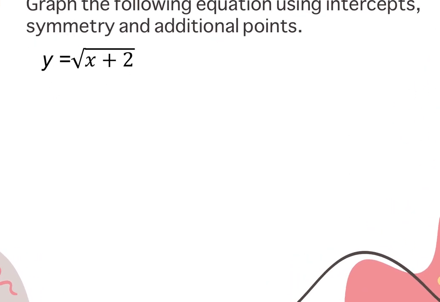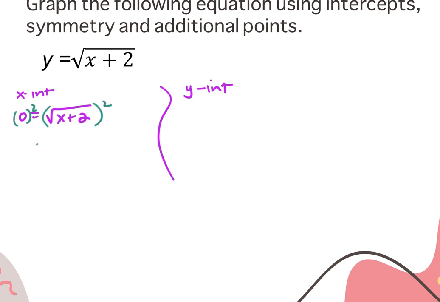So if I want to find the x-intercepts, I do what? Good. I'm going to make y 0. And then how would I get rid of a square root? Square both sides. So I get 0 equals x plus 2, and then x is going to equal negative 2. Then the y-intercept, I'm going to make x 0, so I get y equals the square root of 2.